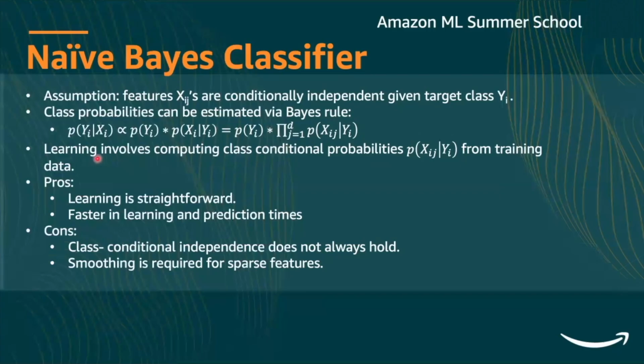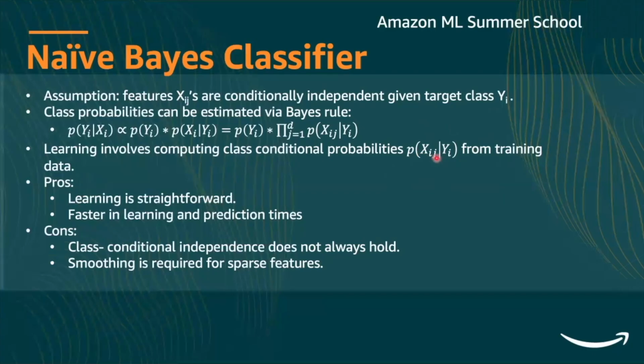So in the naive Bayes classifier, there is no training as such. The learning simply involves computing the class conditional probabilities from the training data itself. You have to compute this value from the training data. The advantage is that the learning is straightforward. It's really fast during learning as well as prediction time, because there's no training involved. You just need to compute these tables from the training data.